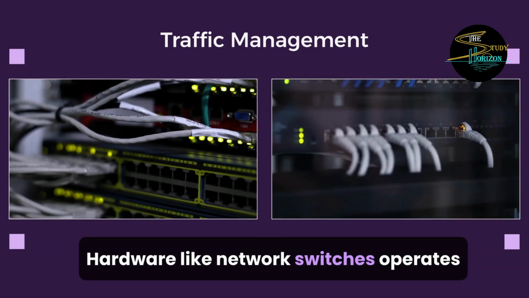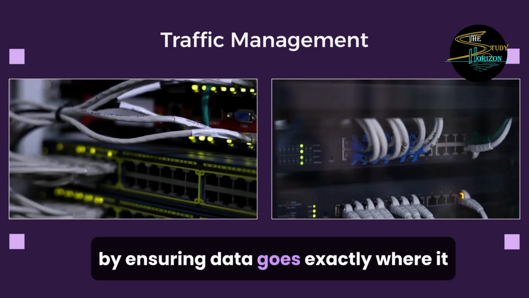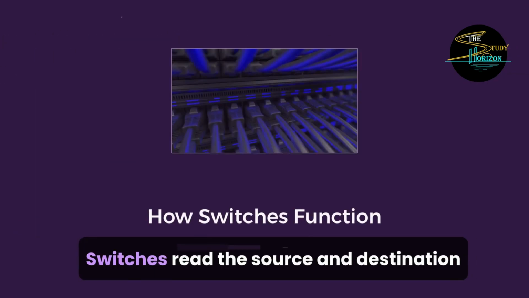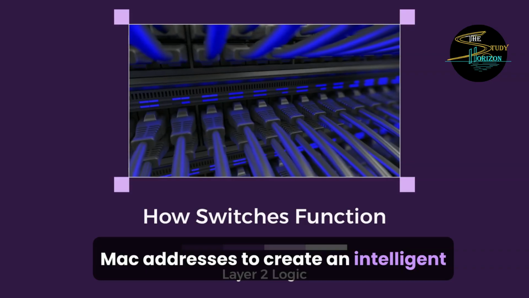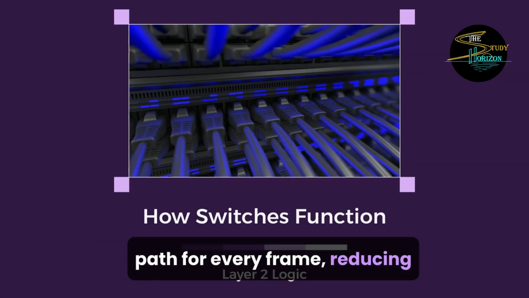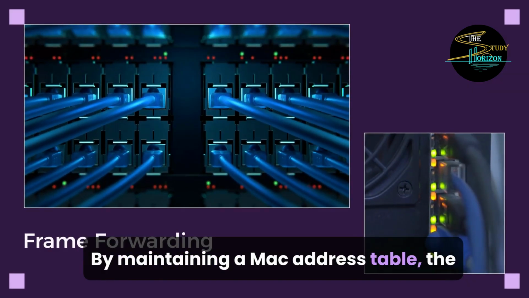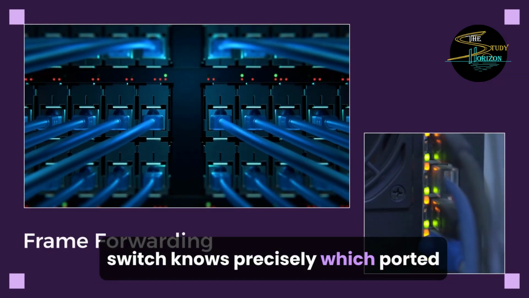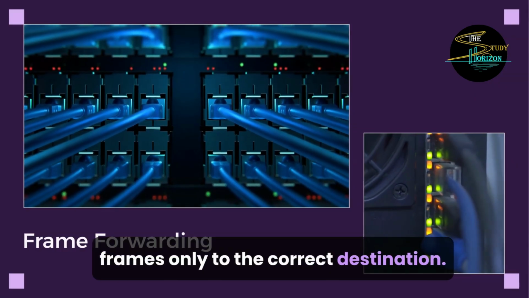Hardware like network switches operates at this layer to manage traffic efficiently by ensuring data goes exactly where it needs to. Switches read the source and destination MAC addresses to create an intelligent path for every frame, reducing unnecessary network congestion. By maintaining a MAC address table, the switch knows precisely which port a device is connected to, forwarding frames only to the correct destination.